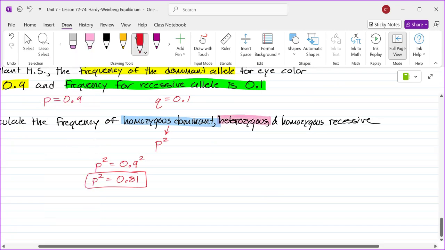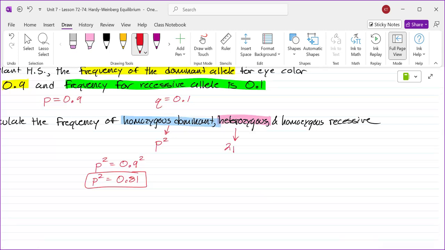What variable in Hardy-Weinberg is heterozygous? 2PQ. So plug in what you were given in the problem. 2PQ equals 2 times 0.9 times 0.1. Show your work. 2PQ equals 2 times 0.09. 2PQ equals 0.18.